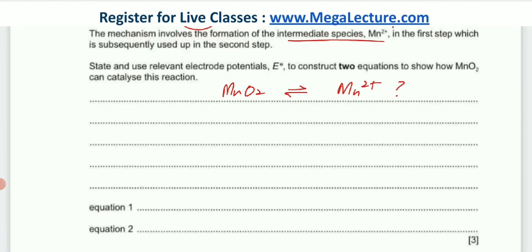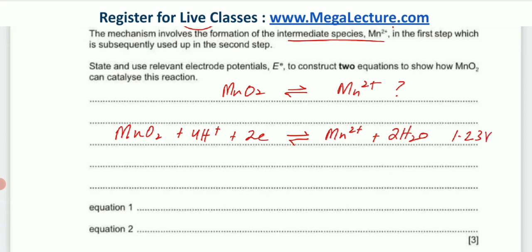Now, if you open the data booklet which I have in front of me, you'll notice this reaction, which is MnO2 plus 4H+ plus 2 electrons, and that's in equilibrium with Mn2+ plus 2H2O. And the value that's given for the E naught, the electrode potential for that, is given as 1.23 volts. So that is provided.